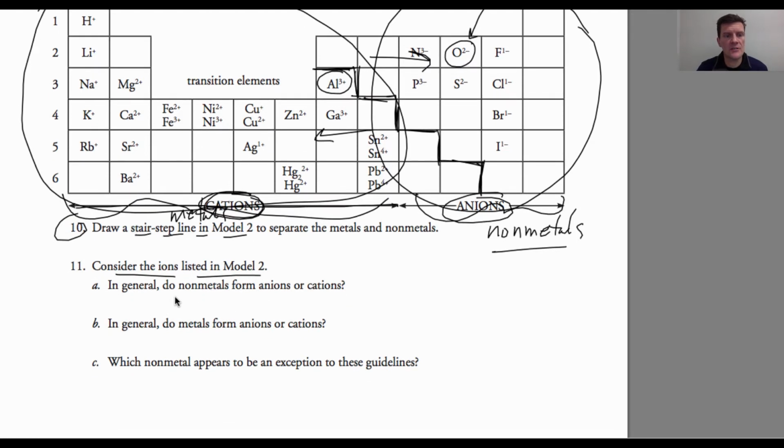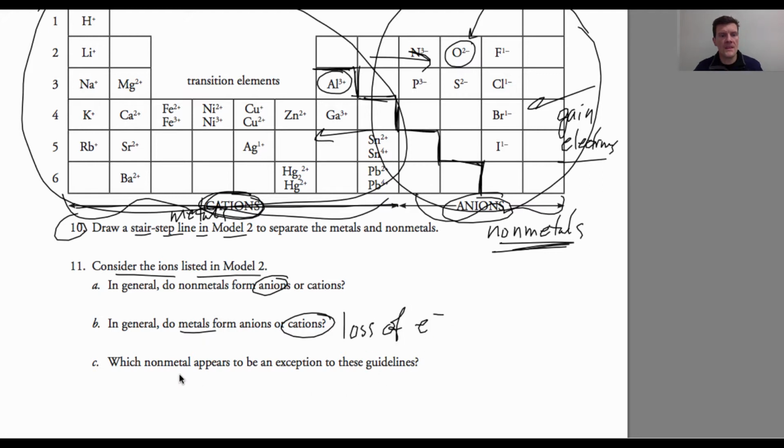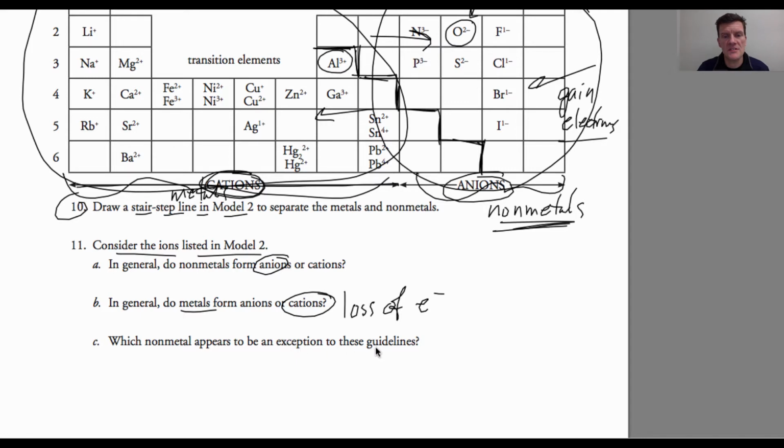So, in general, do nonmetals form anions or cations? Nonmetals over here are going to form your anions. They like to gain electrons. In general, do metals form anions or cations? They form cations because they like to lose electrons. Loss of electrons. Which nonmetal appears to be an exception to these guidelines?